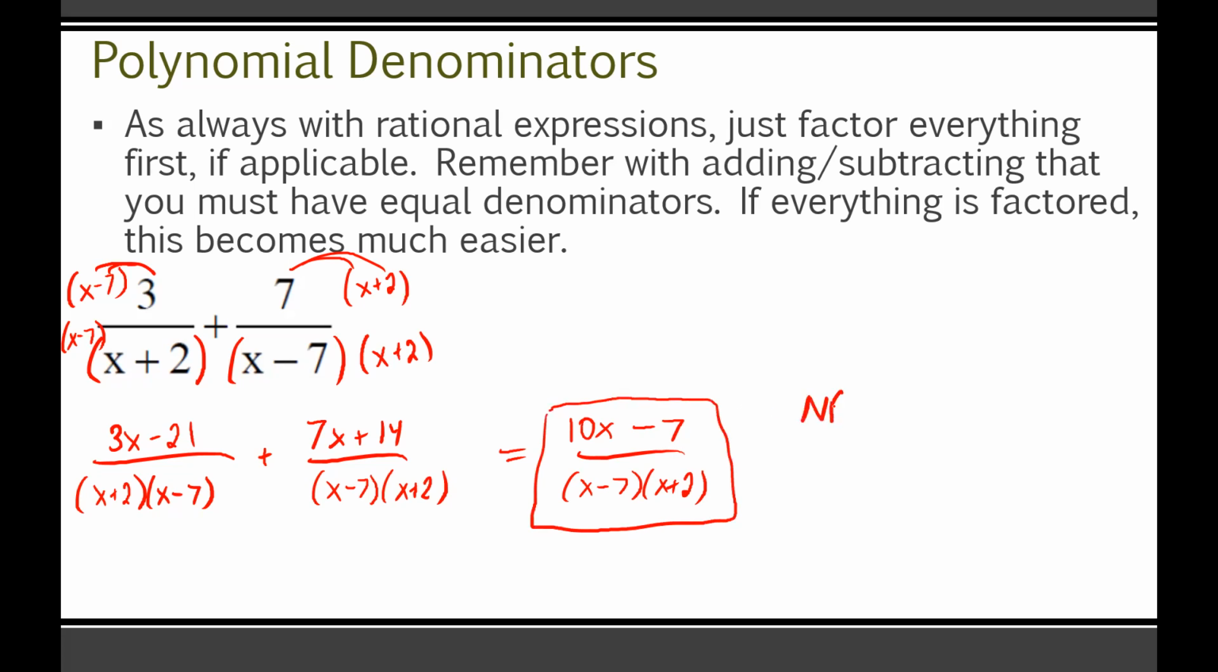We do have to list our NPVs though, as always. So our NPVs in this case are going to be x cannot equal negative 2. And for this other one, it'd be x cannot equal positive 7. Because again, those are the values that would make your denominators equal to 0, as we've seen in previous lessons as well. All right, so that one was just a starting point.